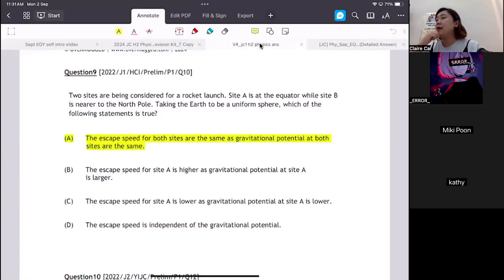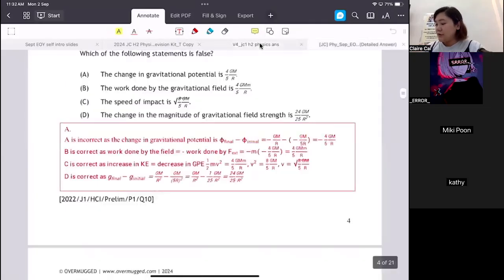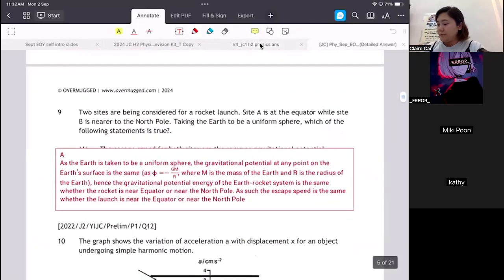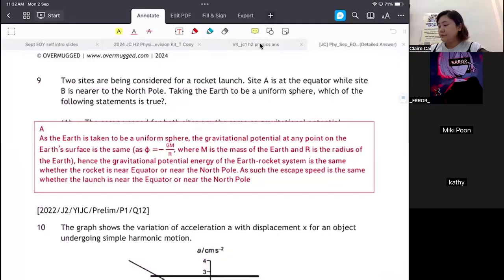For the escape speed, all in all, in order for you to escape, you must have enough energy to send it to infinity. Because of that, if we consider both sites as a uniform sphere, the radius will be the same and the gravitational potential will be the same, hence the same amount of energy is needed. I'll show you the longer explanation. As long as it's uniform, the potential at any point will be the same.